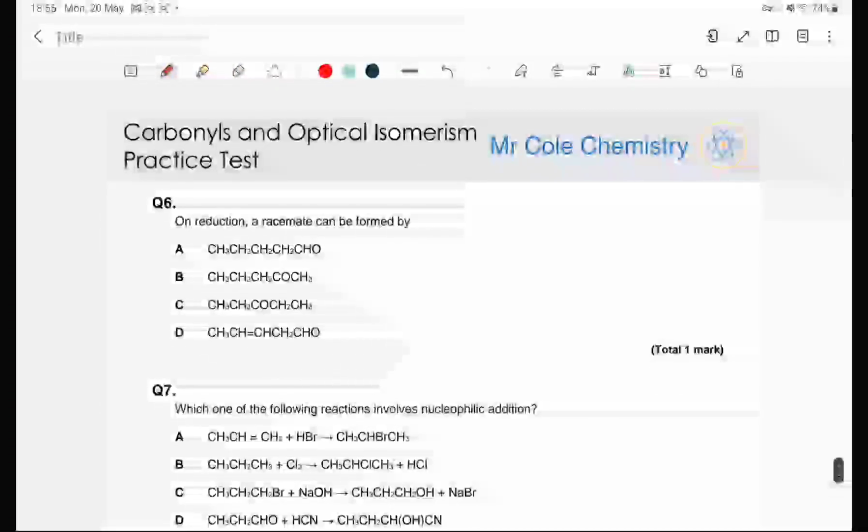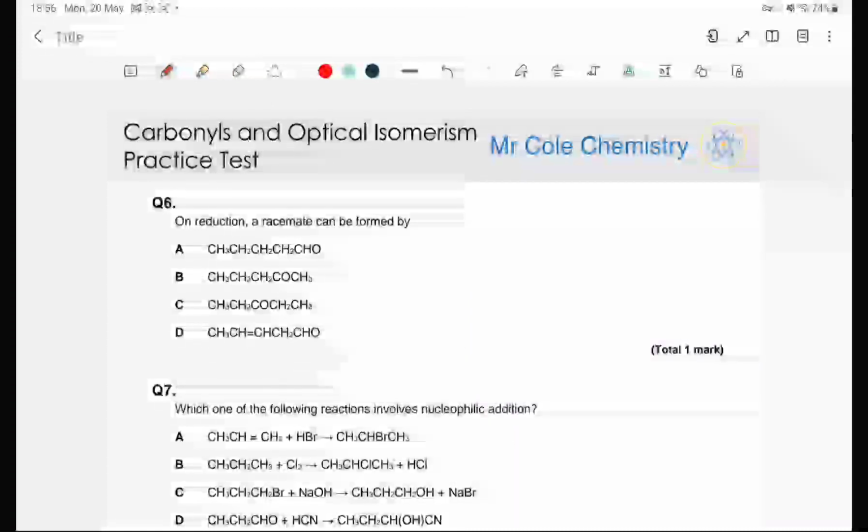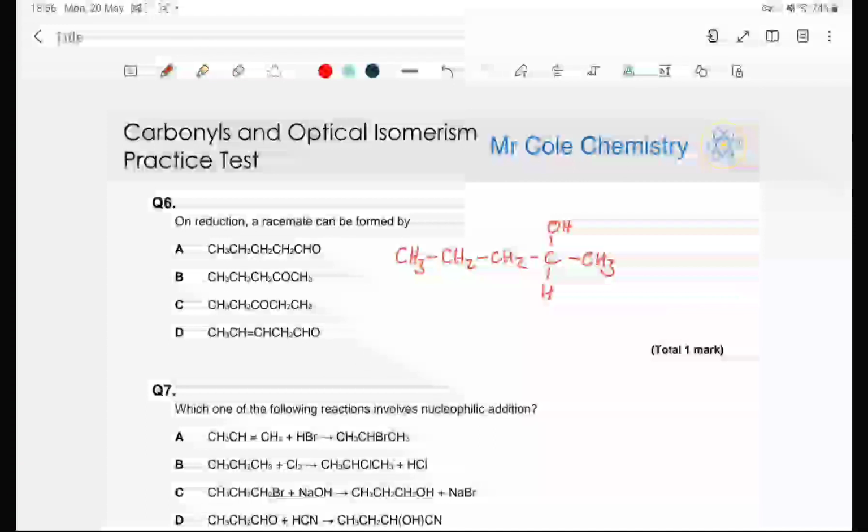Okay, so moving on to question 6. In each of these cases, we are going to be reducing them. The first one, of course, is an aldehyde, which goes from having that to that, which is not chiral, so it can't be that. Question B will form this, which does in fact have a chiral center.